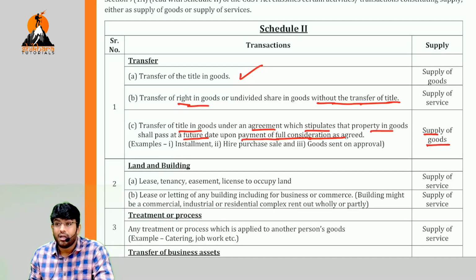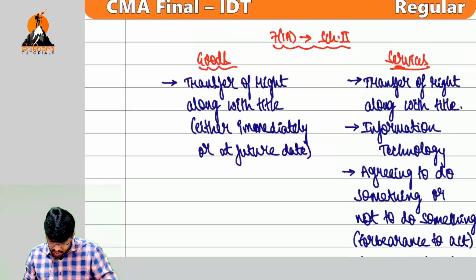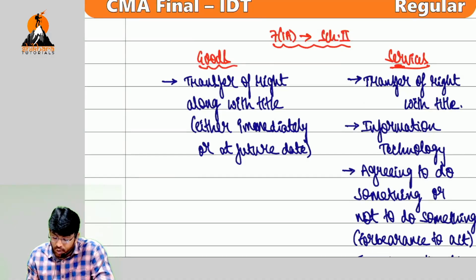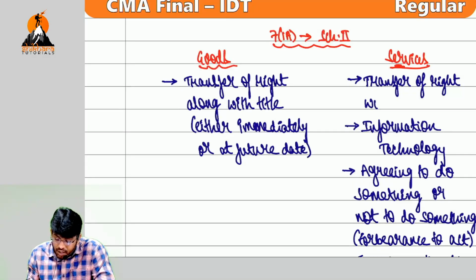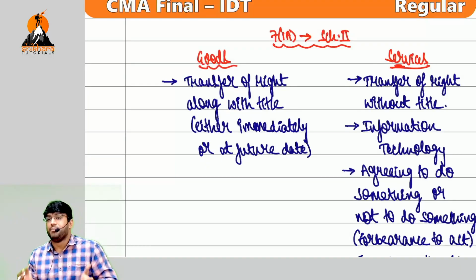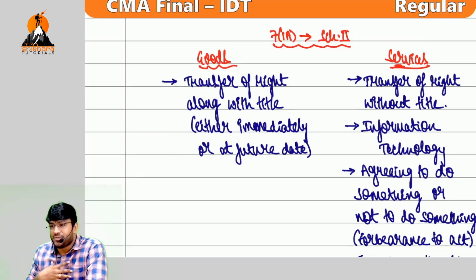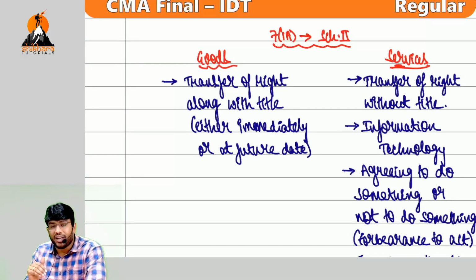Still it is called supply of goods. Transfer of right, here also we wrote the same line, transfer of right without title. Okay, fine. Both cases how same point will come? Sir, simple logic, sir. When we buy the car, title is transferred on our name. It is called supply of goods. When we take car on rent, right has come. For that one day, you are the owner.